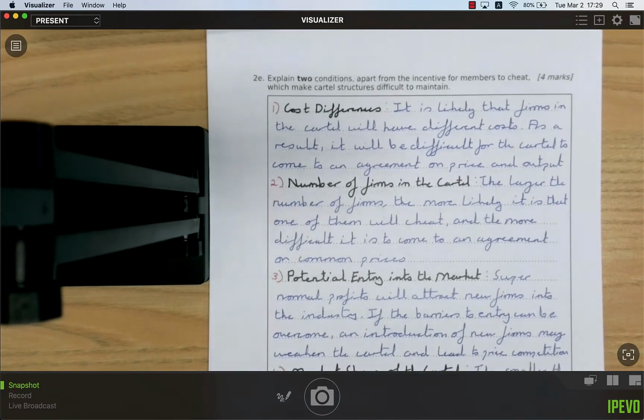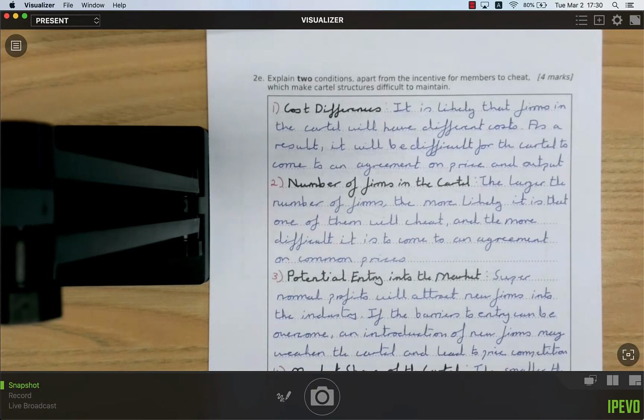Okay, explain two conditions, apart from the incentive for members to cheat, which make cartel structures difficult to maintain. Well, the first one is cost differences. It is likely that firms in the cartel will have different costs. As a result, it will be difficult for the cartel to come to an agreement on price and output. So there's one thing. Then number of firms: they might join it for a while and say, actually, lads, this isn't working out for me. I'm not happy with it. I'm just going to do my own thing.